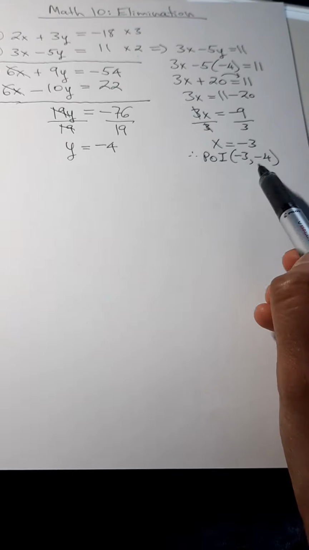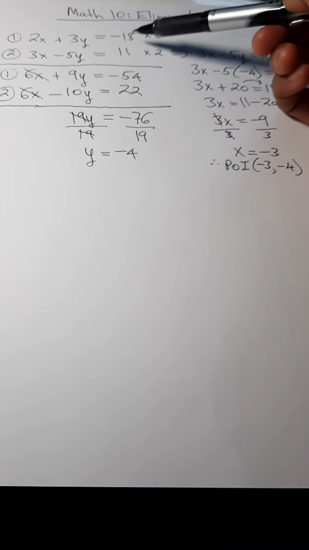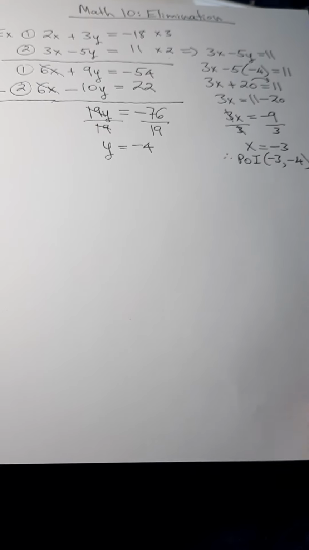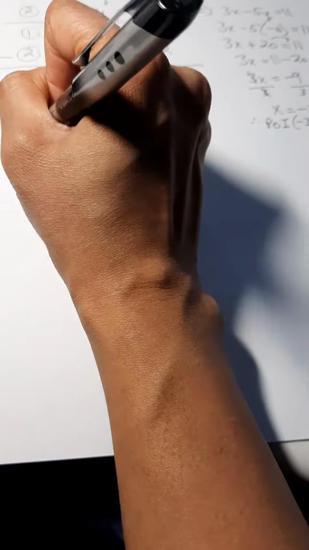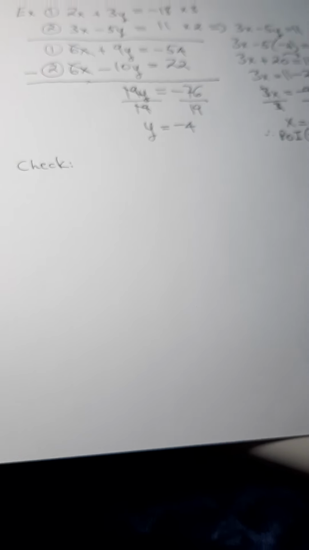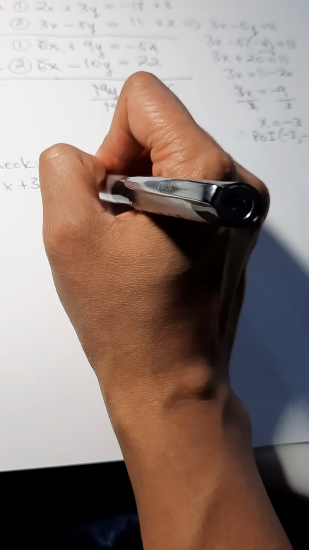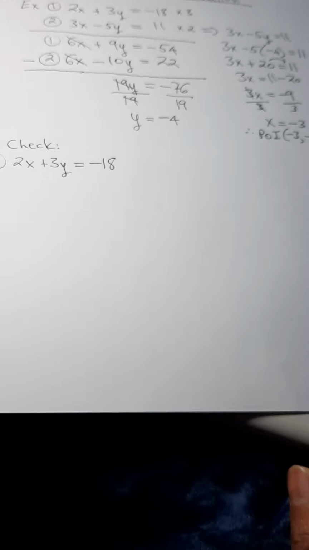You would take your POI and you would sub it into both of these equations here and see if you're getting the correct answer, okay? So let's try the check for this here. I'm going to write check, which is us checking our answer. So we're going to sub it into the first equation. I have 2x plus 3y equals negative 18.